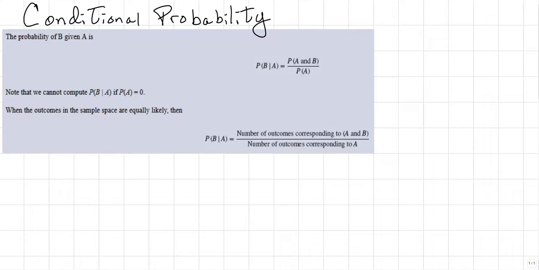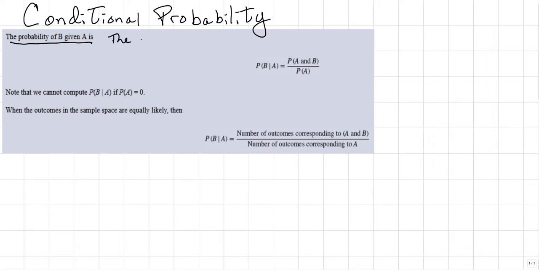In this video, we're going to discuss finding conditional probabilities. And we need to understand what that means. What we're going to do is define the probability of some event B, given that the event A has occurred. So that's what this means.